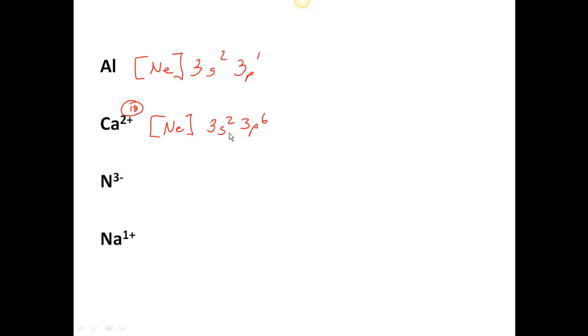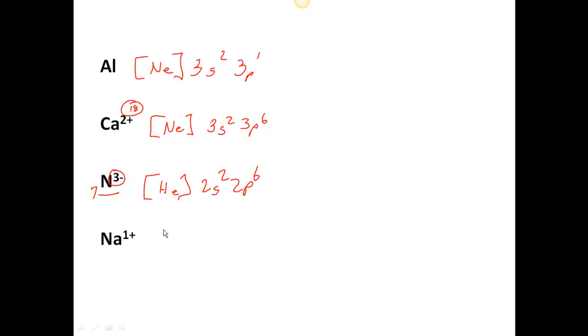Now nitrogen with a 3- charge. Remember, nitrogen is number 7, but this tells me that I have a total of 10 electrons, which is neon, so I can't say it's neon. I can't define neon in terms of itself. So that's the way I define it: 2s2 and 2p6, beyond neon.